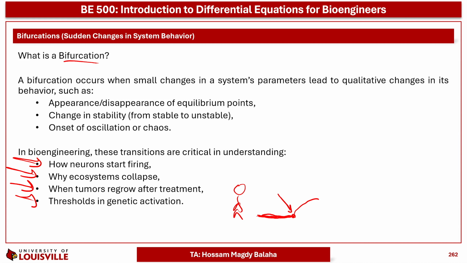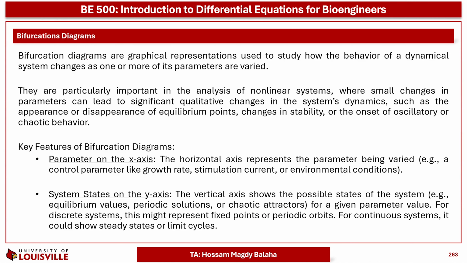So we can understand at what point, which we can call a critical point or a set of critical points, the system will behave differently, such as switching from stable to unstable. So by using the bifurcation diagrams, which are graphical representations, we can study how the behavior of a dynamical system changes as one or more of its parameters are varied. Again, this is important in the analysis of nonlinear systems, where small changes in the parameters can lead to significant qualitative changes in the system dynamics, such as appearance, stability, or chaotic behavior.